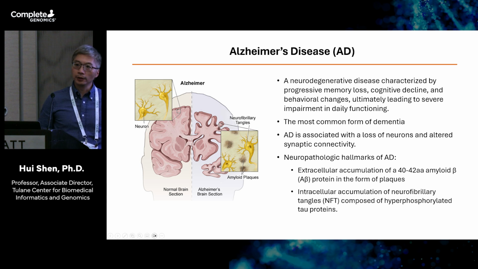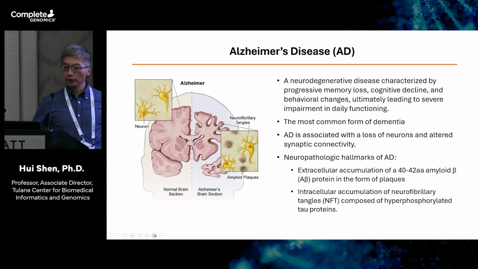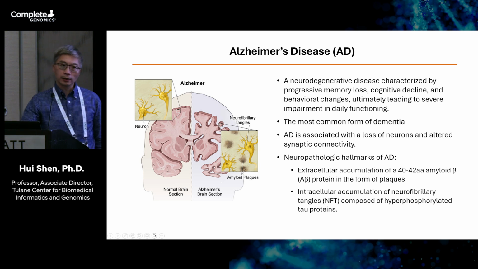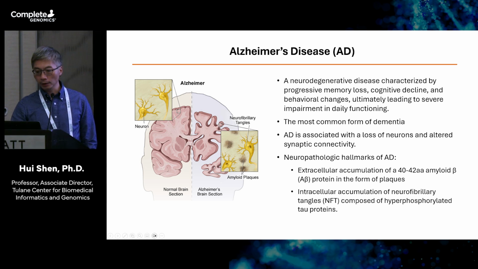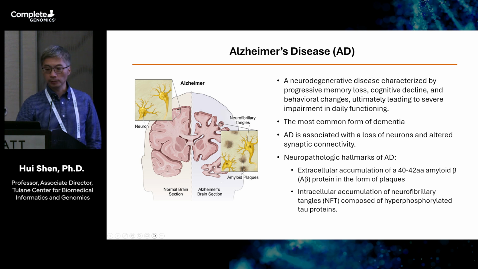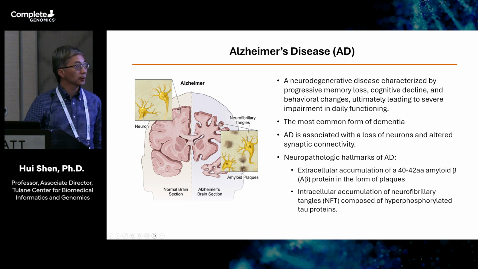For some of the audience who are not in the Alzheimer's disease area, let me give you a very brief background. Alzheimer's disease is a neurodegenerative disease associated with progressive memory loss and reduced cognitive function, and associated with a number of different behavior changes. It accounts for about 60 to 70% of dementia.